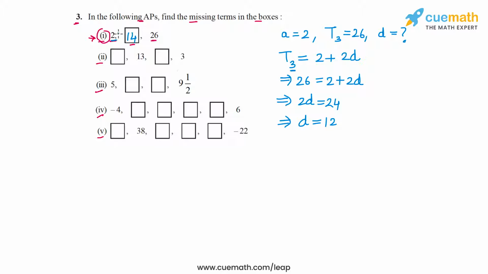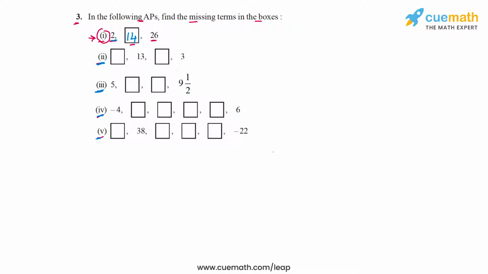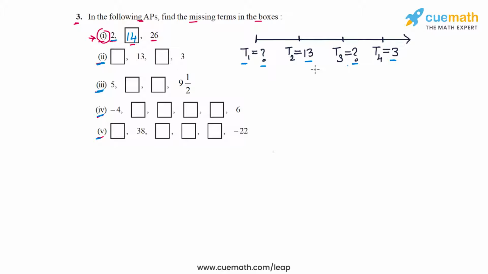Now for the remaining parts, I will solve parts 2 and 3 directly through this number line visualization that I showed you. And then parts 4 and 5, I will solve by writing out the solutions algebraically like I did just now. And of course, both approaches are correct. Okay, to solve part 2, look at this number line visualization of the AP. The first term T1 is missing, which is what we have to find. T2 is 13, given. T3 is also missing. We have to find this, and T4 is equal to 3.